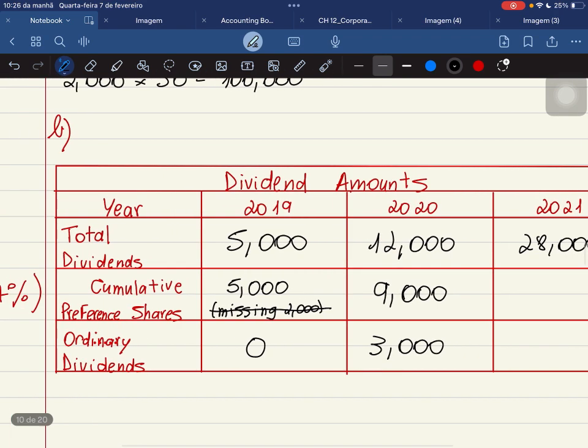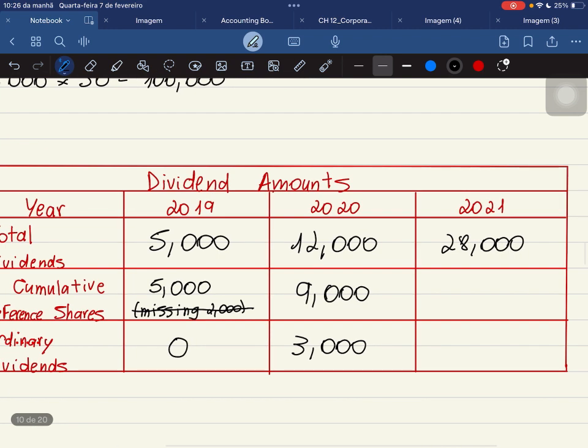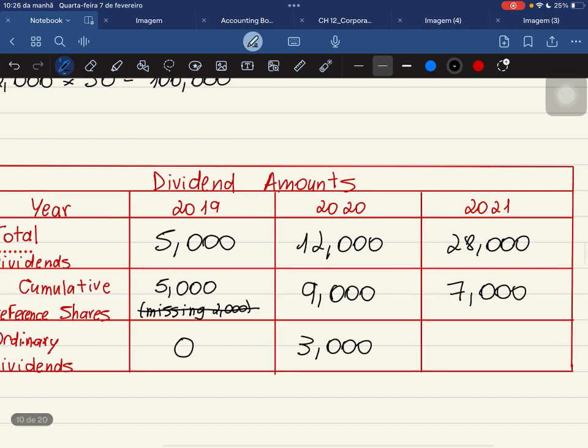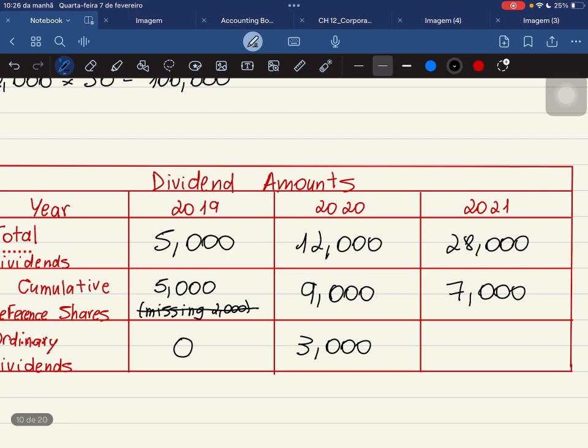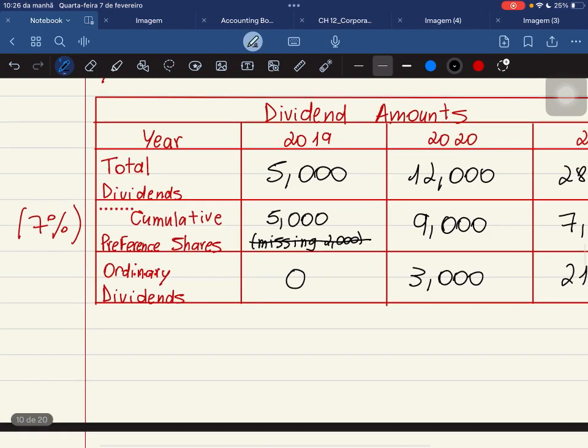Okay, 2021, same thing, right? 100,000 times 7%, that gives us 7,000. And then what amount is going to be left for our ordinary dividends? Just 28,000 minus the 7,000, which will give us 21,000.